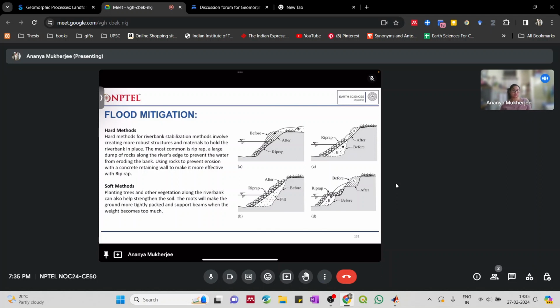Then you can have soft methods. So these can obviously be increasing the vegetative cover along the river bank, so erosion is lessened. And if the erosion is lessened, then the sediment deposits that are formed by natural flooding and receding of the water would be more stable in nature, and they can contain the increase in discharge during any such flooding events.